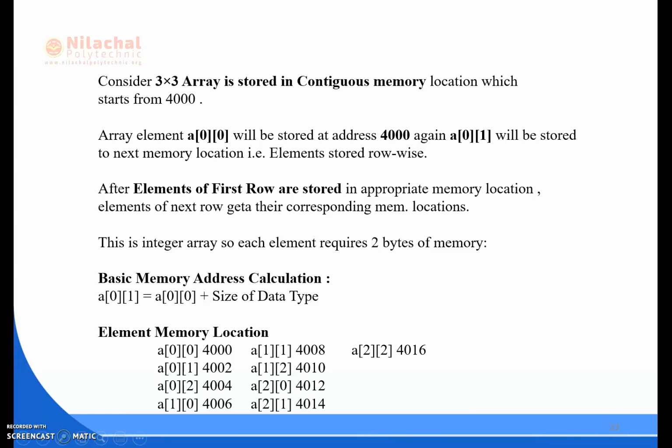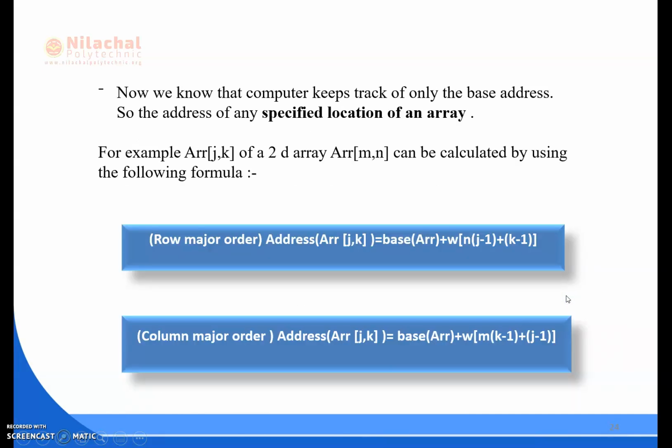Next, we will discuss the next slide, that is how to find the address of any specified location in the array. We already know that in a linear array, we don't need to keep track of each and every element. We need to keep track of the base address only, or the address of the first element only, and we can get the address of any location of the array.